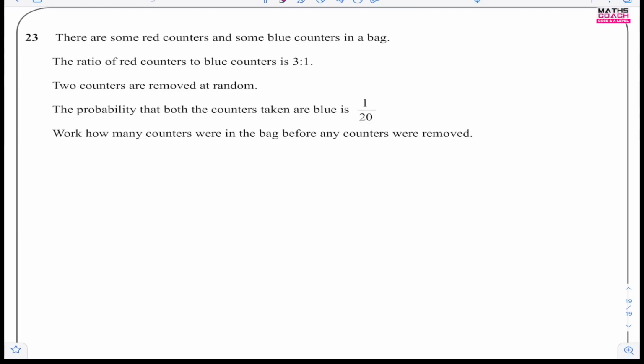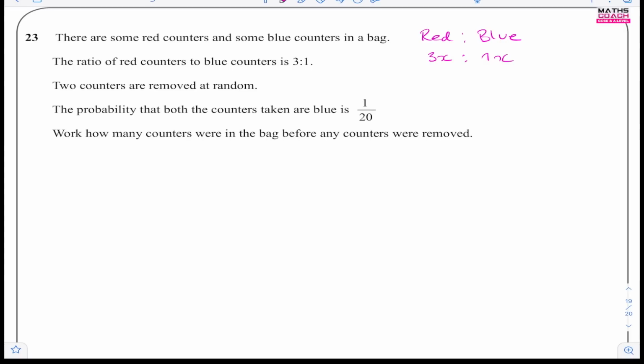Let's start off by writing down this ratio of red to blue counters. So we are told that red to blue is in the ratio of 3:1. Now we don't know how many counters are in the bag, so instead of writing just 3:1, we'll write 3x and 1x. Of course, you don't need to write a 1x, you can just write x, but I've just left it there so that you can see the ratio 3:1.